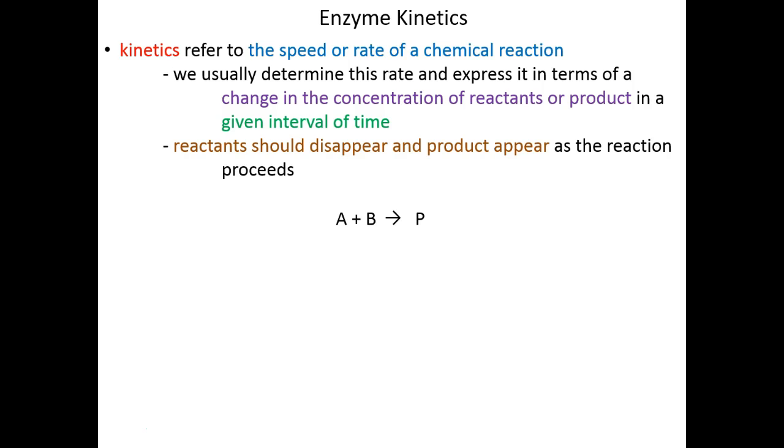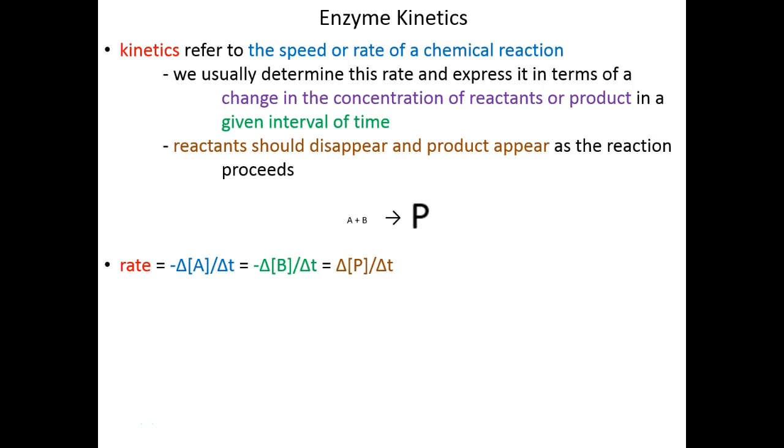In this case, we have a reaction that has two reactants. A and B are reactants, and P is our product. As the reaction goes through, as time goes by, the concentration of A and B should go down together and the concentration of P should rise. That is a chemical reaction that's occurring.